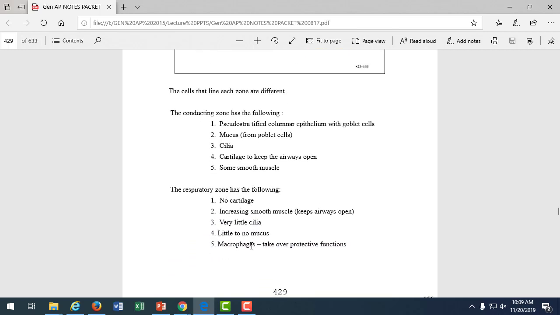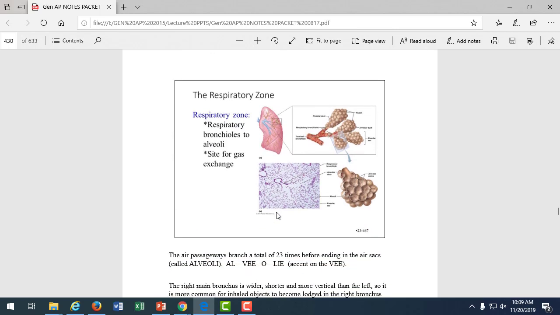But when we get down into the bronchioles, that very last branch before we get to the alveolar duct, there's no cartilage. There's increasing smooth muscle to keep those airways open. Very little cilia, little to no mucus, but we have these immune cells, macrophages, that take over and act like little Pac-Men and eat up the debris in the lower airways. So this is where it gets dangerous though, right? We talked about people with allergies, that smooth muscle will constrict and prevent airflow, and that prevents gas exchange. So we'll pick up in the next video talking about the alveoli as part of the respiratory zone.